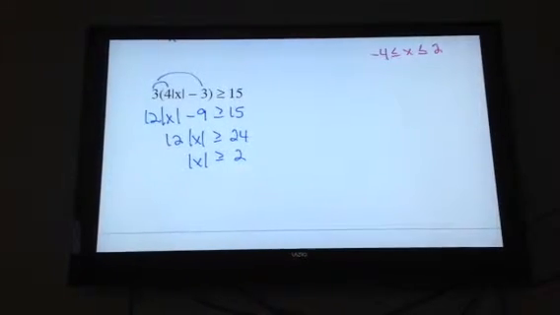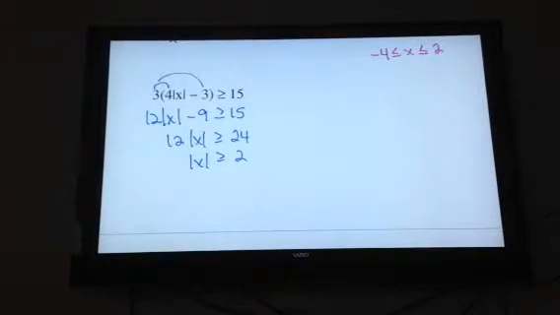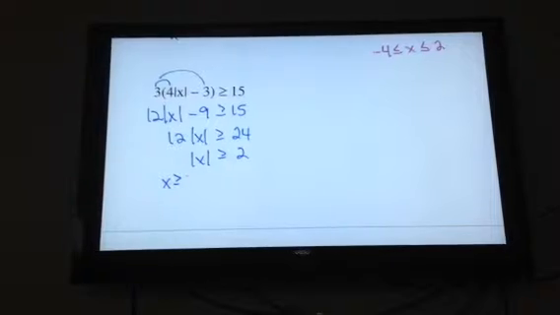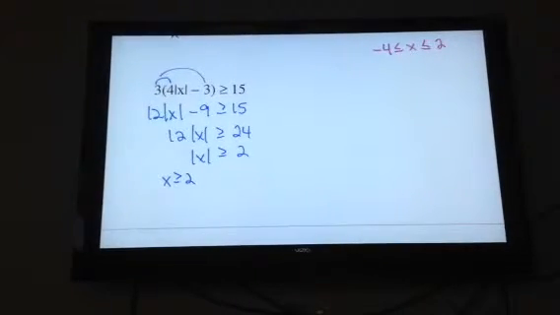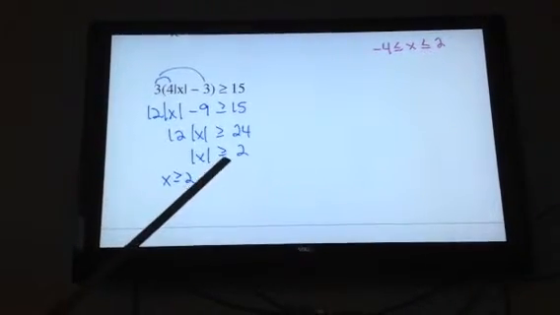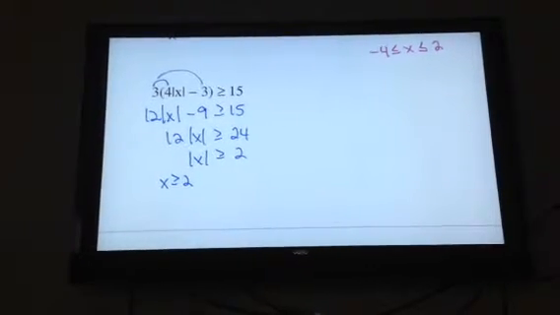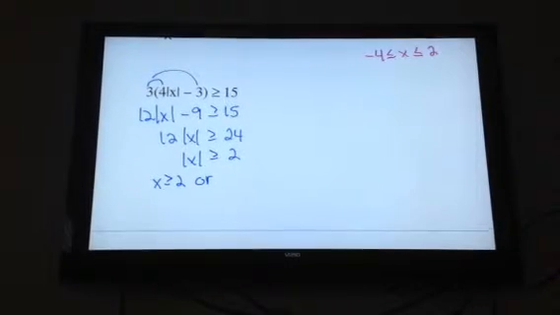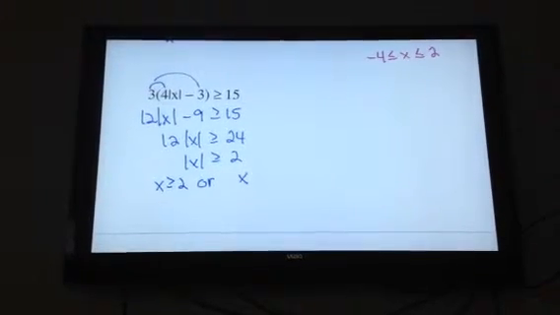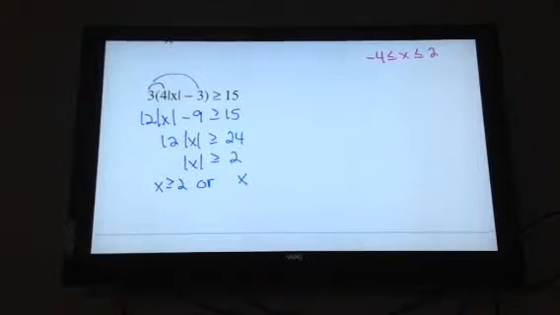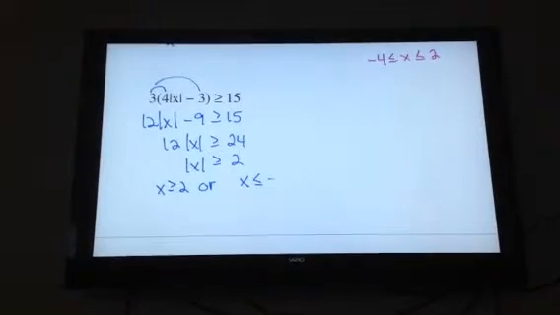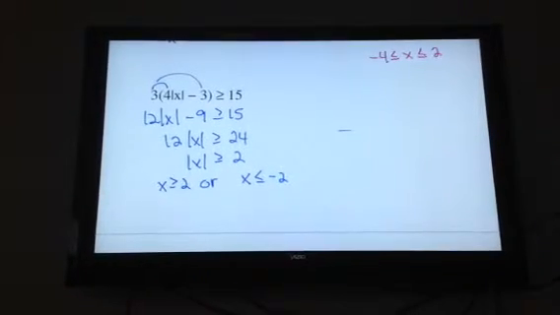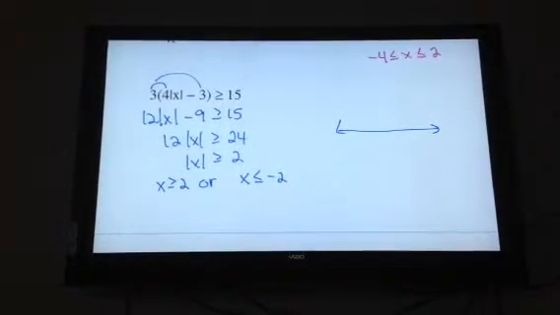Now my absolute value is by itself. Case 1 looks exactly like what's there, just drop the bars off. X is greater than or equal to 2. This is a greater than symbol, great or. So or is my word. And then in case 2, I make 2 changes. I switch the direction of the symbol and the sign of the number. And I graph.